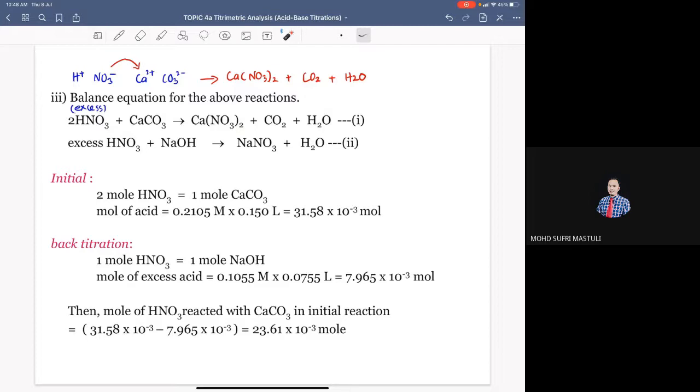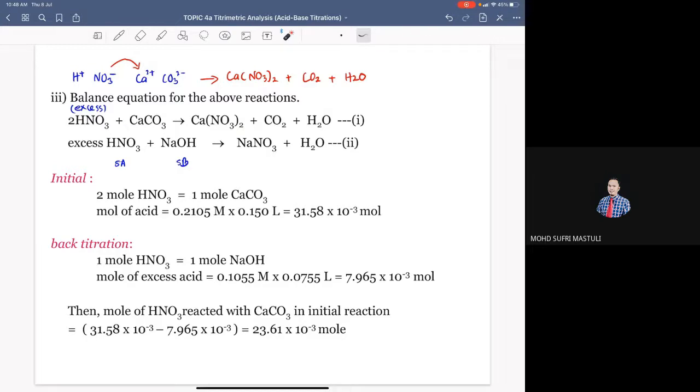All right. So the second chemical equation, for back titration. The excess nitric acid reacted with sodium hydroxide. So you can label this one. Sodium hydroxide is a strong base. Nitric acid is a strong acid. So again, you can dissociate like this in order to know what is the product produced from the reaction.